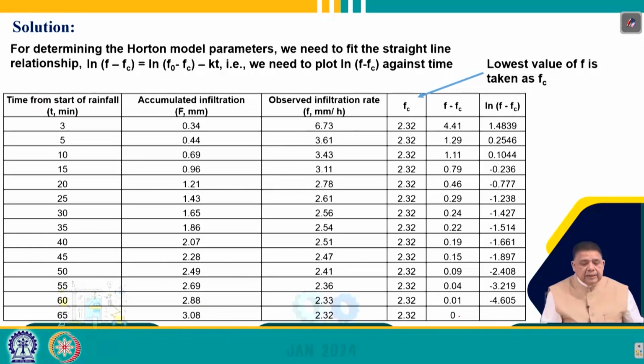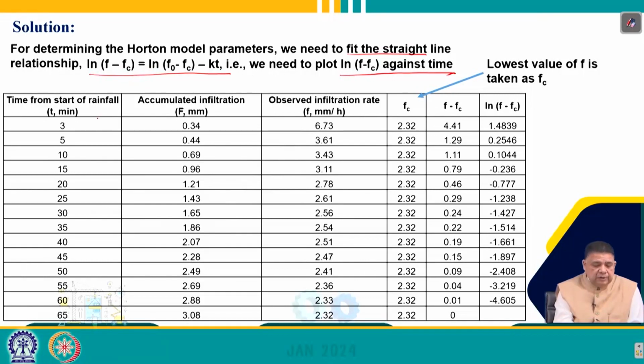Now, for determining the Horton model parameters, as we have already discussed, we need to fit the straight line relationship. That means we need to plot ln(f minus fc) against time. So, we need to calculate this. These values were given: time from start of the rainfall or infiltration experimentation, accumulated infiltration, and observed infiltration rate. And we take fc as the lowest value of infiltration rate in the experimental data.